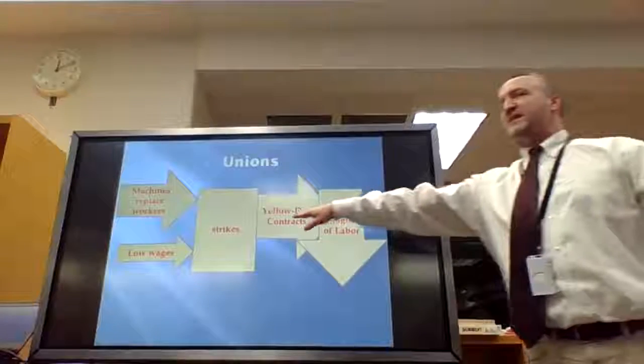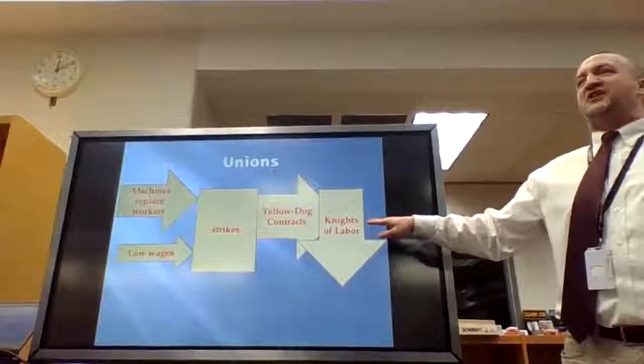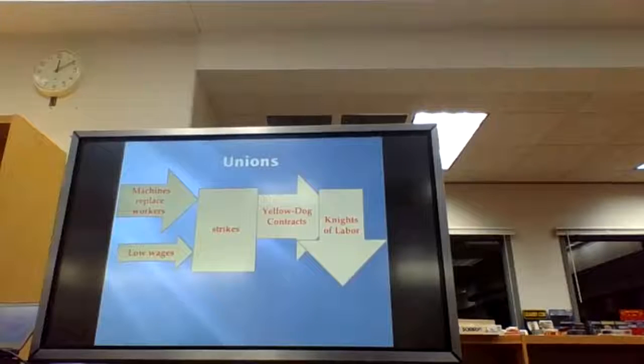The forming of yellow dog contracts leads to the formation of the Knights of Labor. That's the nation's first organized union. They collected dues and there were meetings and they elected officers. They were very organized.